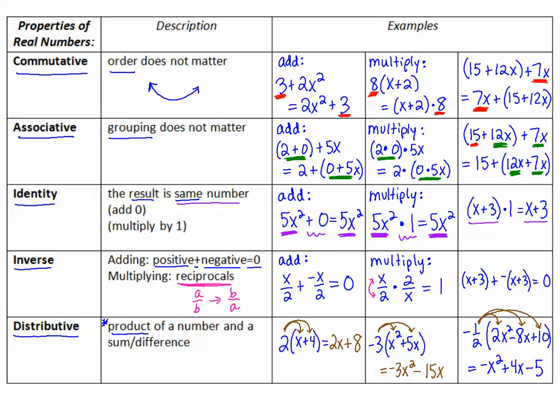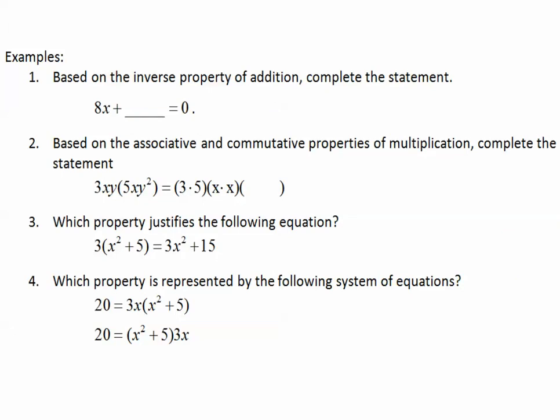Here are just a few more examples of how you may see these questions asked. Based on the inverse property of addition, complete the statement. 8x plus what equals 0? Well, if I'm adding and I have to get 0, this is a positive, this needs to be negative of the same number, negative 8x.